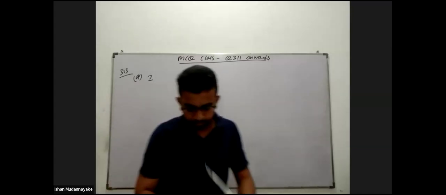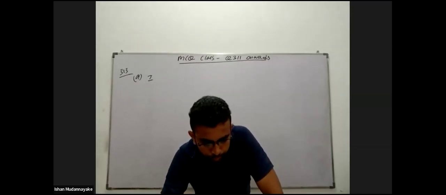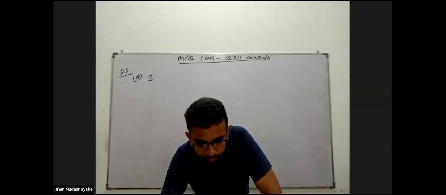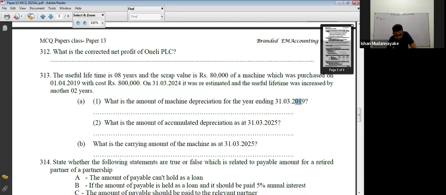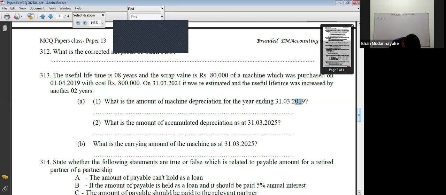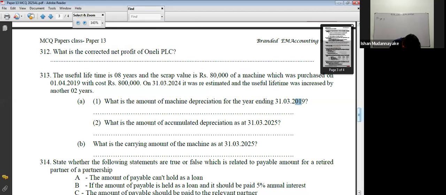The date should be 31st March 2020. Sorry, not 2024, 31st March 2020. The purchase date was 1st April 2019, so the period is from 1st April 2019 to 31st March 2020.